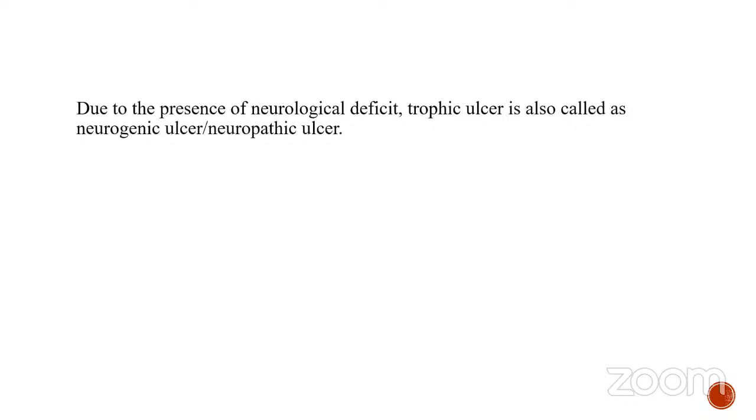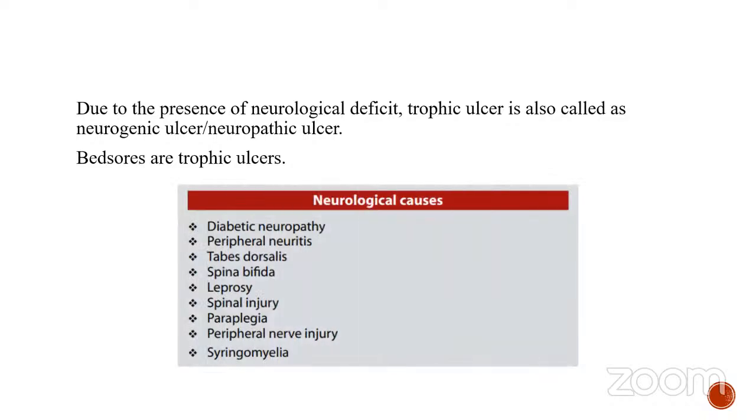Due to the presence of neurological deficit, trophic ulcer is also called neurogenic ulcer or neuropathic ulcer. Bed sores are examples of trophic ulcer. So neurological causes are diabetic neuropathy, peripheral neuritis, tabes dorsalis, spina bifida, leprosy, spinal injury, paraplegia, peripheral nerve injury, and syringomyelia.